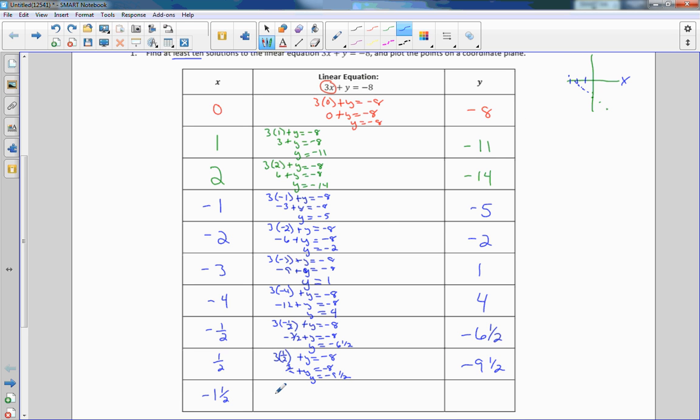And then finally negative 1.5. 3 times negative 1.5 is negative 3/2 plus y equals negative 8. This would be negative 9/2 plus y equals negative 8. And y equals, adding 9/2 is 4.5. So if I add 4 to negative 8, I'm at negative 4. And add another half, I'm at negative 3 and 1/2. Okay, so there's my 10 points.